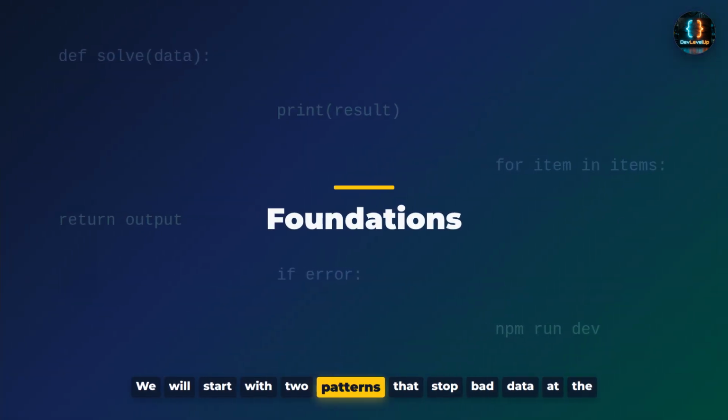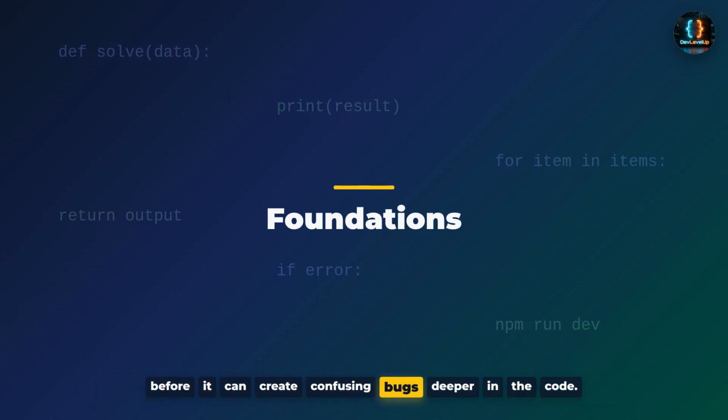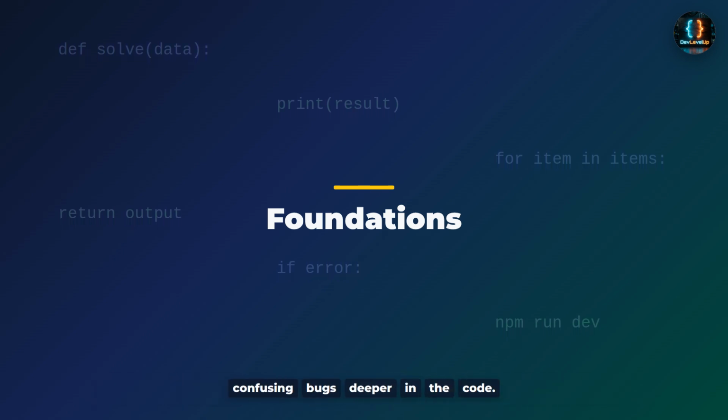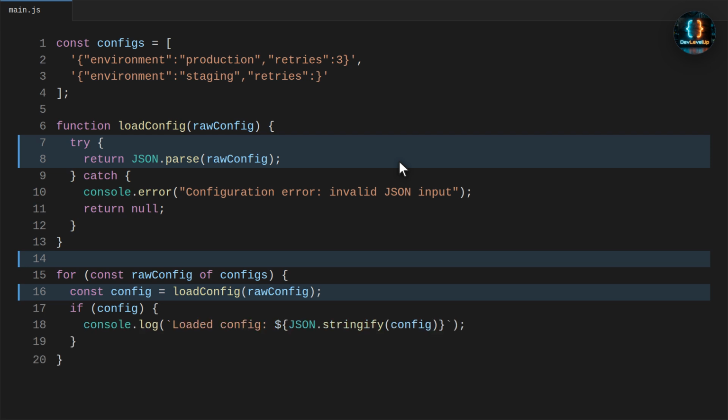We will start with 2 patterns that stop bad data at the edge of your application before it can create confusing bugs deeper in the code. A local config file can be edited by hand, so invalid JSON is a normal failure to plan for. We place only JSON parse inside try-catch, return null when parsing fails, and print the valid configuration when it succeeds. Now we run the script and see one loaded config plus a readable configuration error instead of a crash.